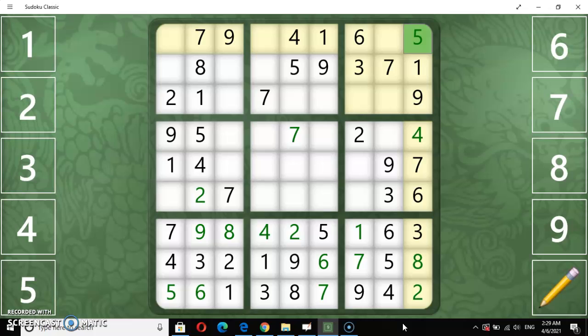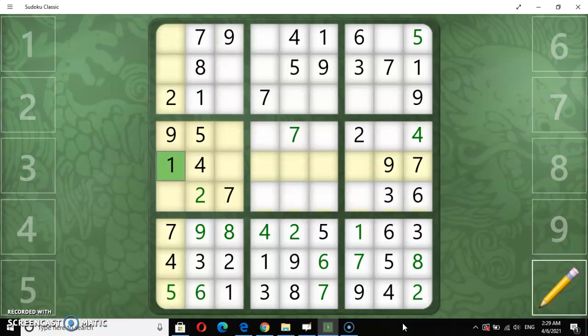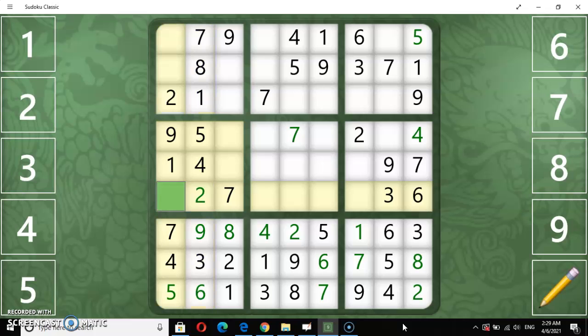then we can check here. 1 2 3, 3 cells. Okay, 1 2, we don't have 3 6 8. 3 6 8.